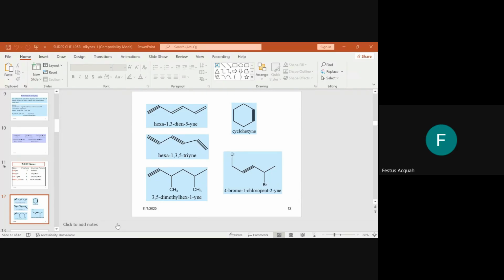Yes, the name is started from the right. The numbering goes from the first double bond, the third double bond, and the fifth one is the triple bond. That is the triple bond. Exactly. Hexa-1, that's the triple bond, carbon number 1.